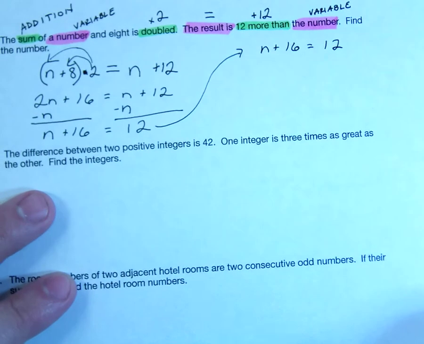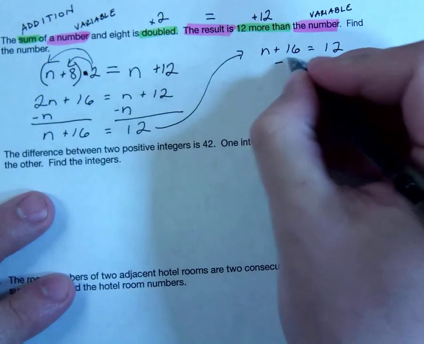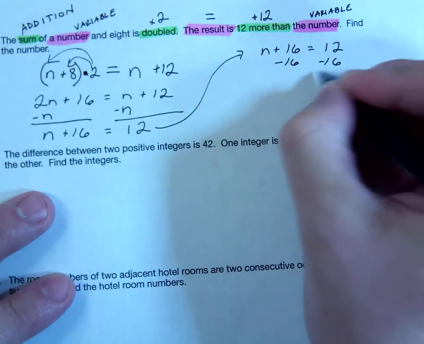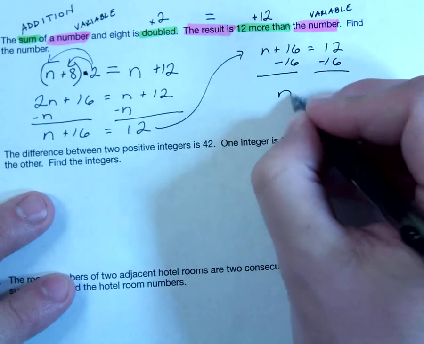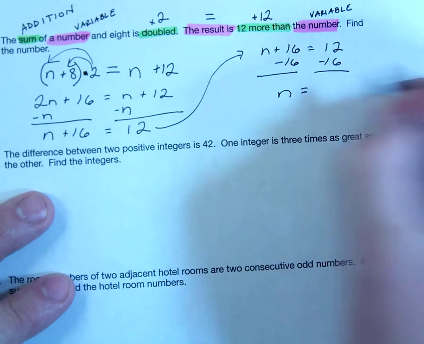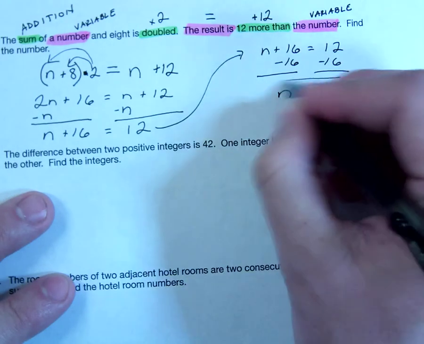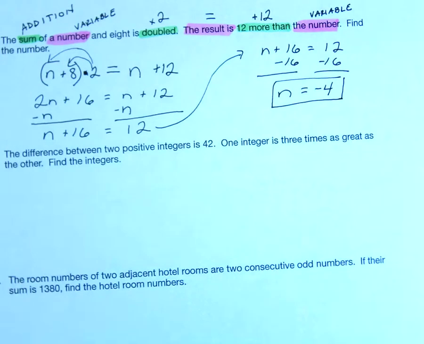What do I do next? You carry the 16. Yeah, let's subtract that 16 on both sides. n equals, and 12 minus 16 is negative 4. So what's the number? The number is negative 4.